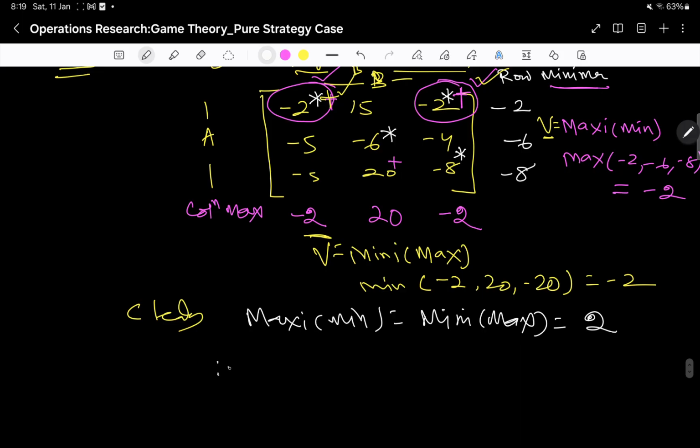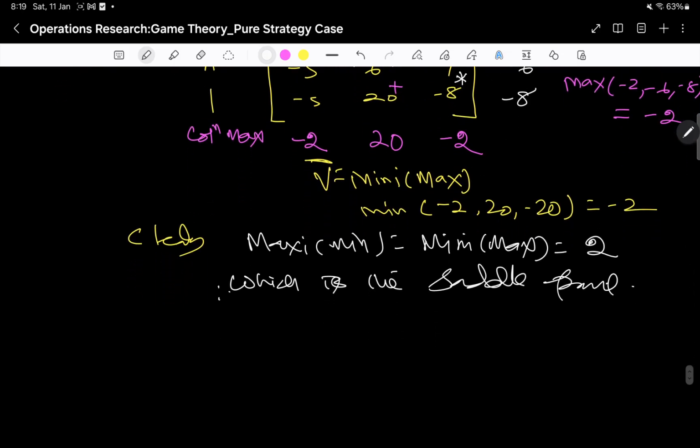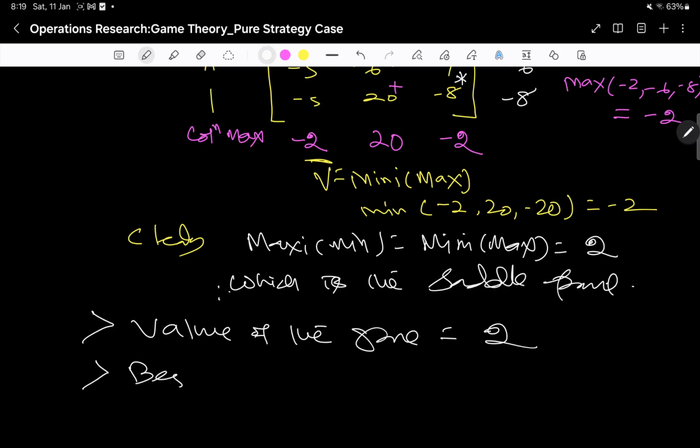Therefore the saddle point is the value of the game. So now what is the value of the game? The value of the game is equal to minus 2. And what is the best strategy?